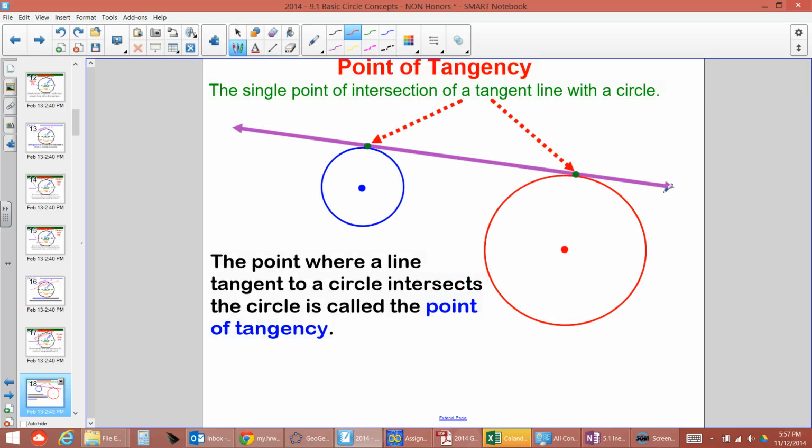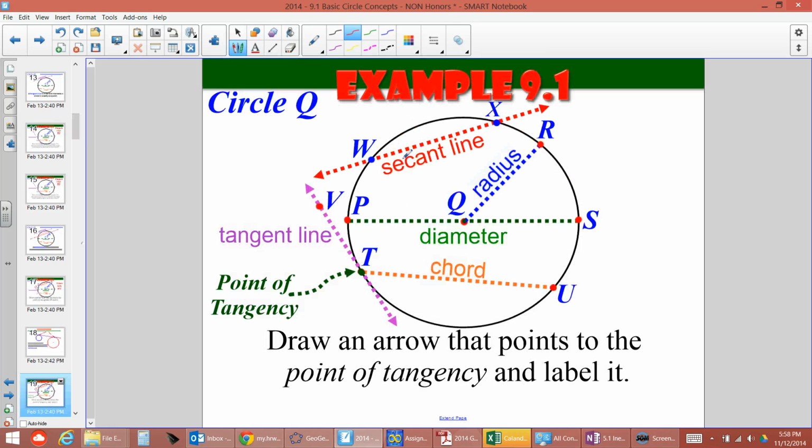Okay, so point of tangency. It really doesn't have to be explained, but if this line is tangent to this circle, that means it touches at a specific point. Well, that point, we call it the point of tangency. It's where the tangency happens. So you may want to write this in on your paper. Tangency, little arrow to T, that's where it happens at. So if you see a vocab word, point of tangency, there it is.